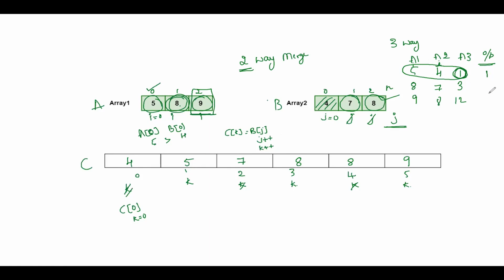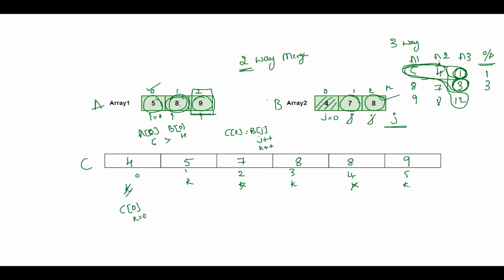Output array is going to get 1 as a first output, and then I will increment the counter from here. Next, I will be comparing these three elements. Remember, I'm going to increment this now. Now, once again, when I'm comparing 5, 4, 3, 3 is the smallest. Once again, 3 is going to be stored here. Next, once again, I'm going to compare 5, 4, and 12.